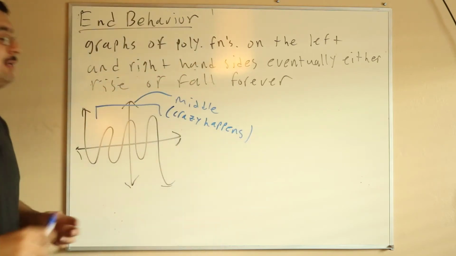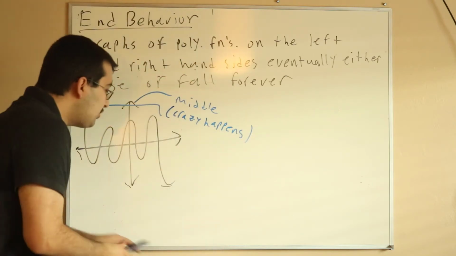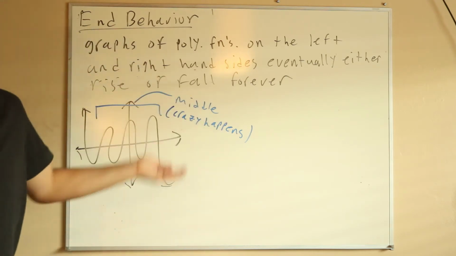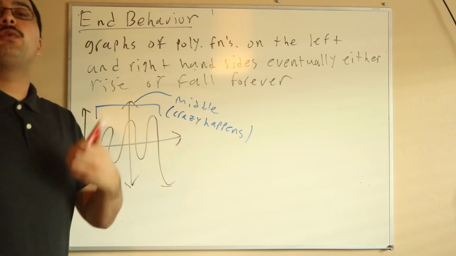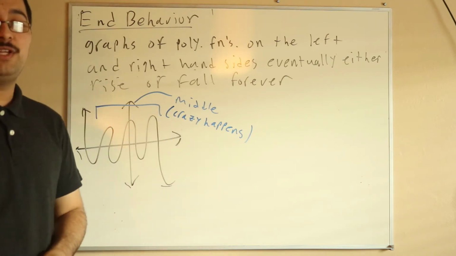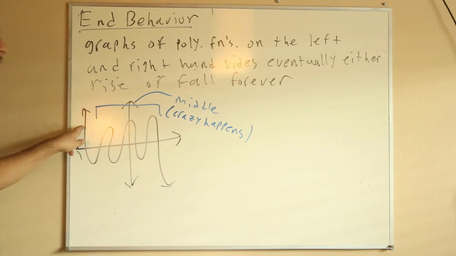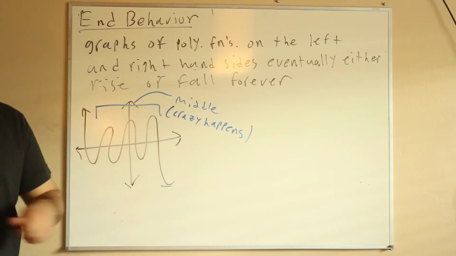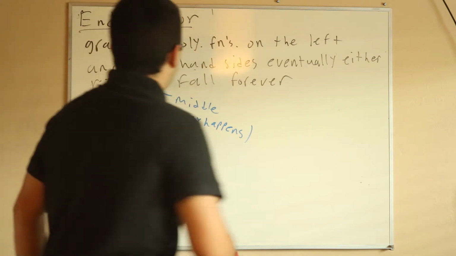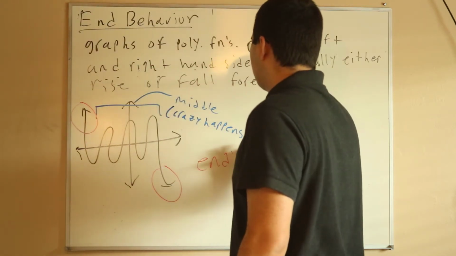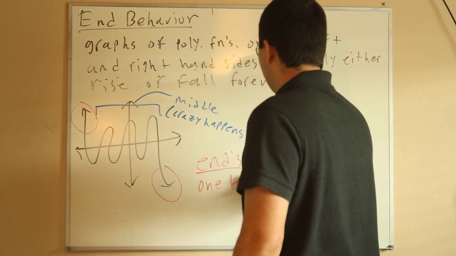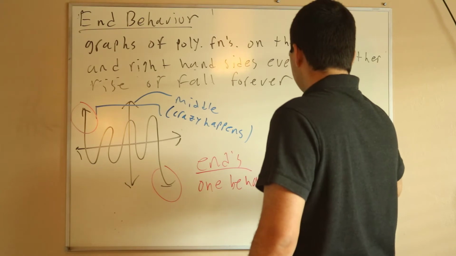Now, what's interesting about polynomial functions is that eventually it will hit a point on the left and the right where it stops changing its behavior, where all that craziness just fades away and it starts doing either one of two things. It either falls or it rises forever. It just stops changing its behavior. So at the ends, one behavior is held forever.